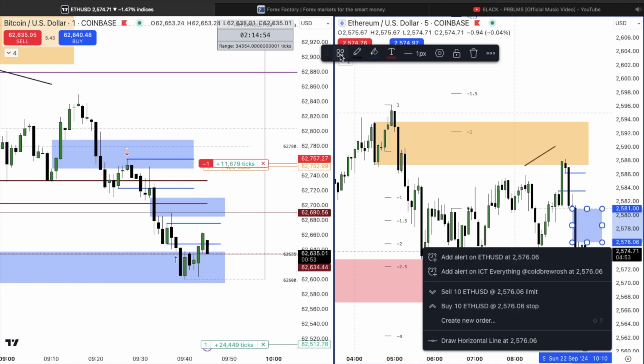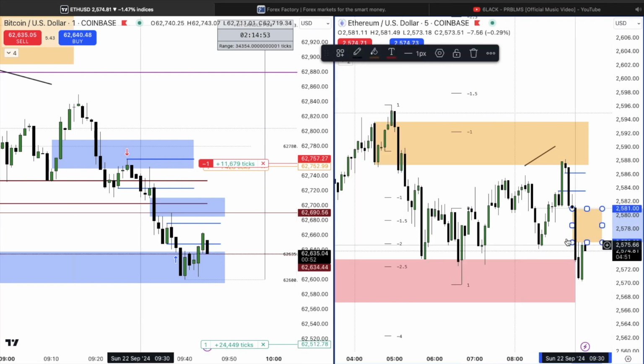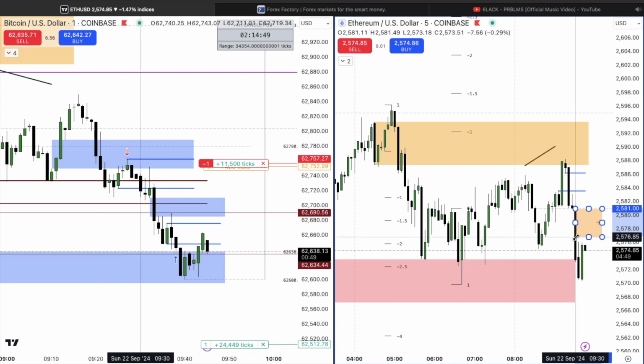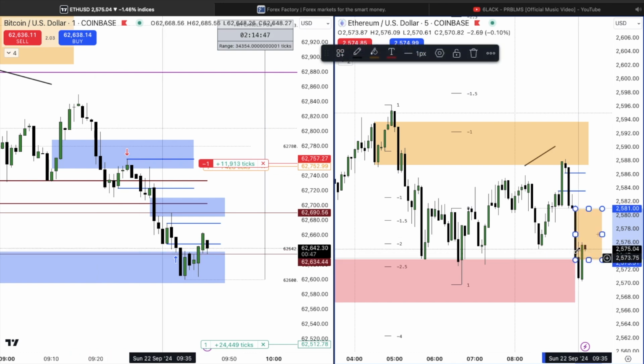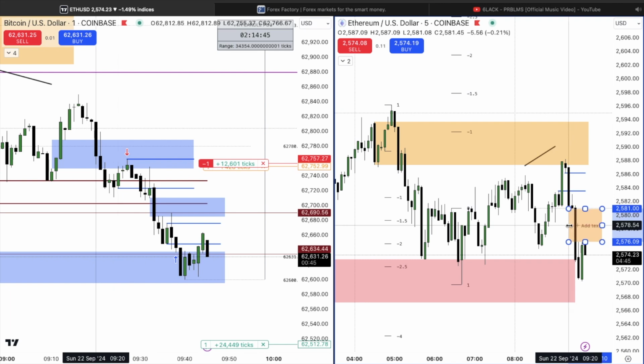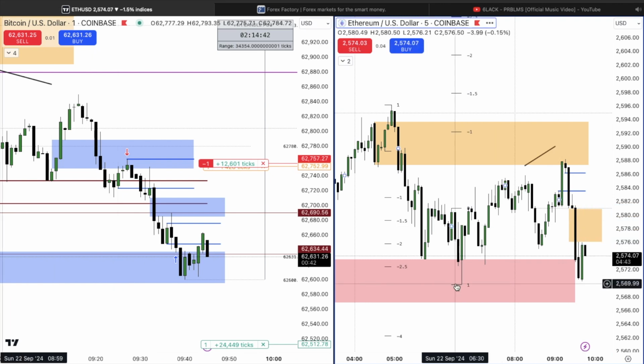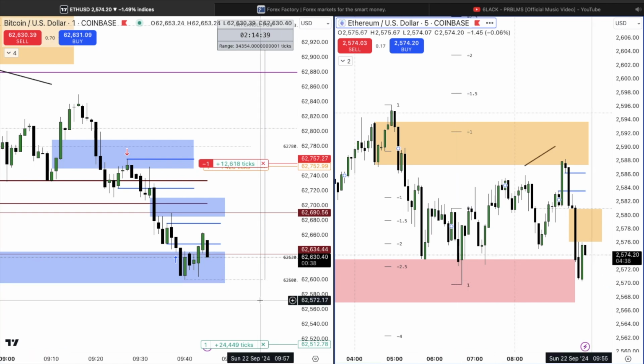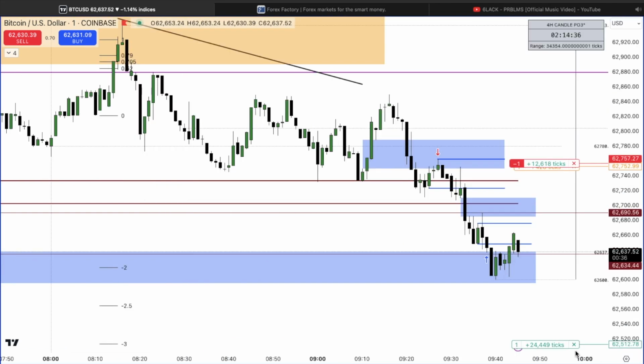Gonna have a 5-minute FVG there on Ethereum. And kind of similar here, we didn't take the swing low either on Ethereum. So both Bitcoin and Ethereum both have their equal lows to take there. They have not taken them.